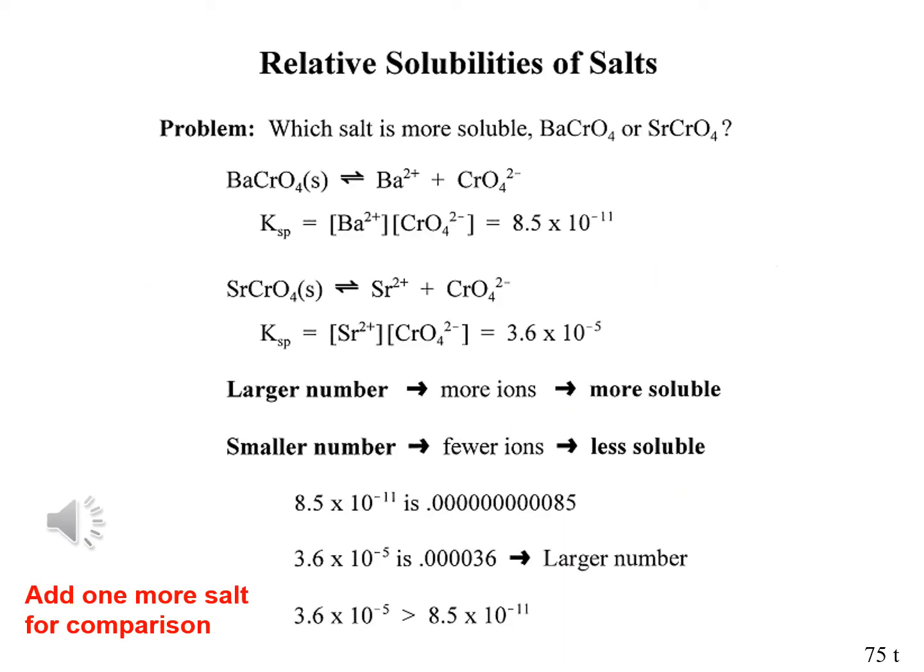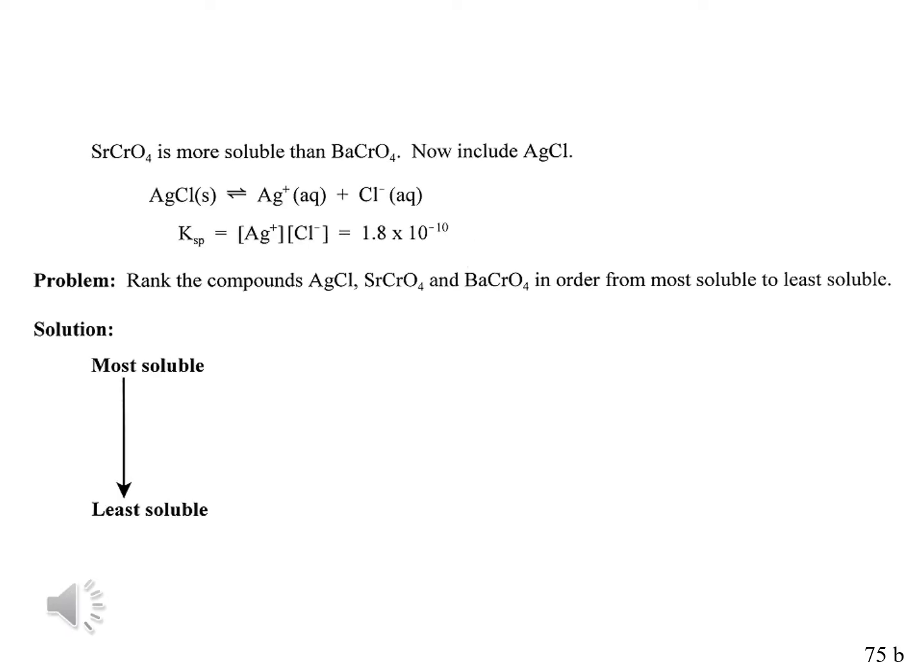Now I just want to throw in one more salt so we can compare them. So on this page I want to throw in silver chloride. If you look that one up in the table, it's 1.8 times 10 to the minus 10. So if I asked you to rank the three salts that we already have looked at in order of most soluble to least soluble, you want the biggest to the smallest, which means strontium chromate is the most, barium chromate is the least.